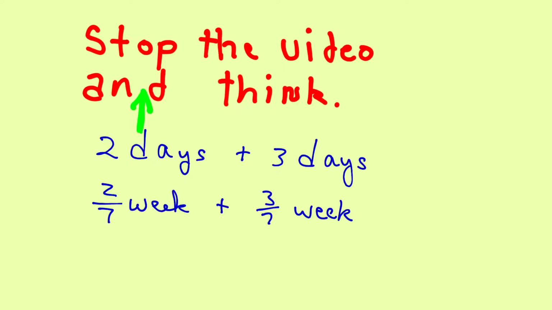Please stop this video and think about this situation. We have 2 days plus 3 days. We want to know the total number of days. We want to know a simple way to write this expression. 2 days is the same as 2/7 of a week. 3 days is 3/7 of a week.